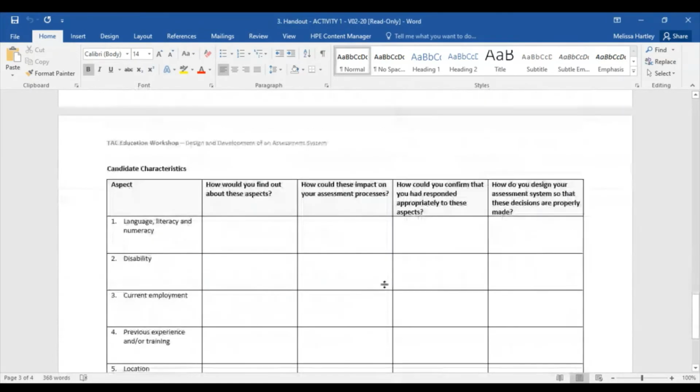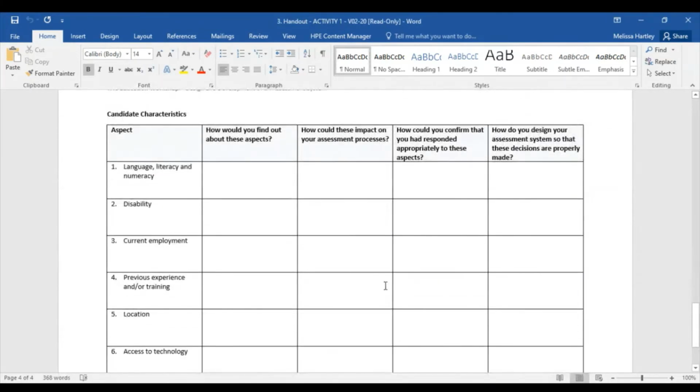And the final thing that we want you to reflect on, thanks Mel, is candidate characteristics. And this is really important indeed. There is a fact sheet on responding to individual needs, but things like language, literacy and numeracy could impact on how you assess. A student who presents with one or more disabilities will also affect how you assess. And you also have to think about whether the person is currently in employment and can you exploit that circumstance as an assessment context. You may need to think about previous experience and or training. Does that change how you assess?